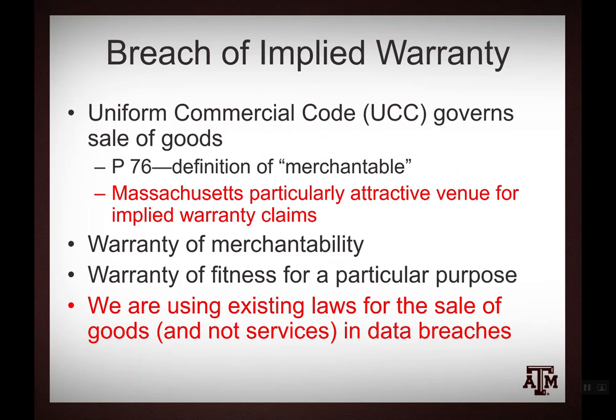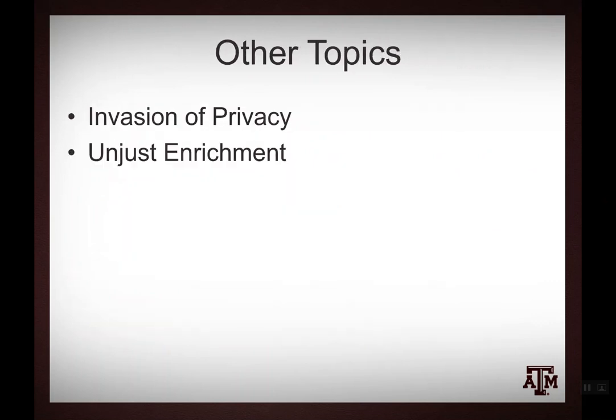My whole point of this isn't to get caught up in the UCC code or how it's being applied, it's to make this salient point. We are using existing laws for the sale of goods, and not services, in data breaches. Okay, we're using existing laws. Basically, we are saying these are goods, your data is a good, and we're using this breach of implied warranty, which was not the purpose for which it was set up.